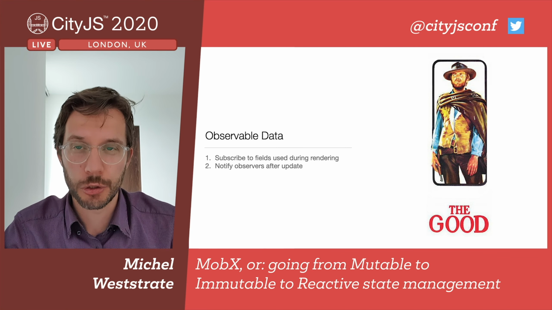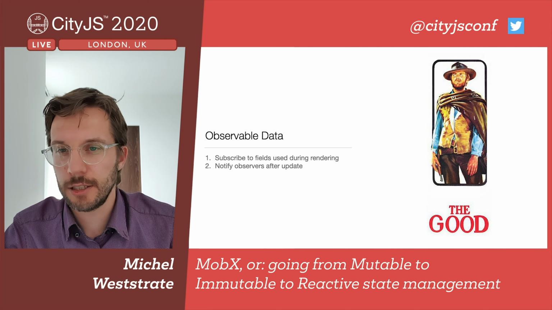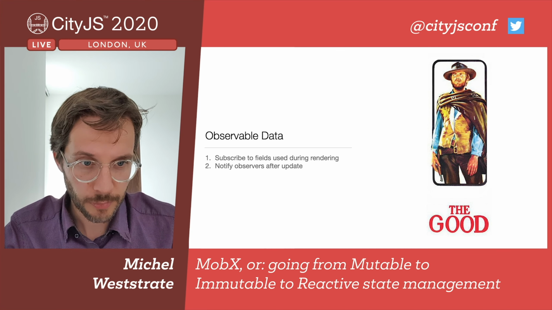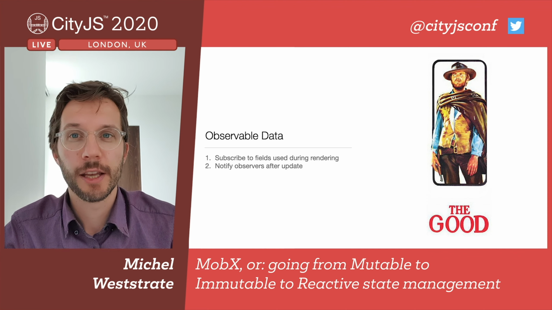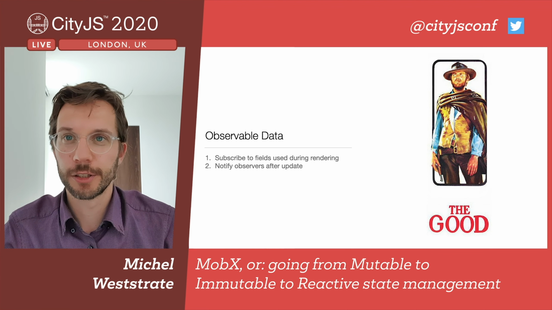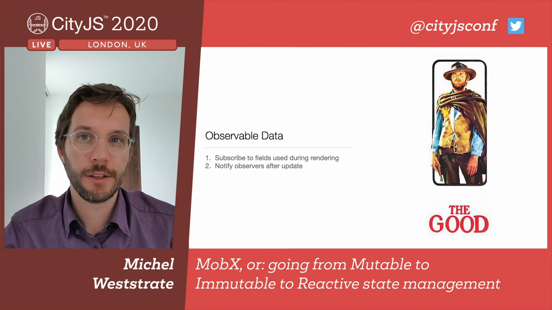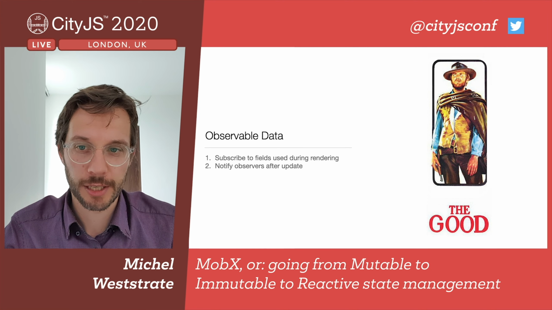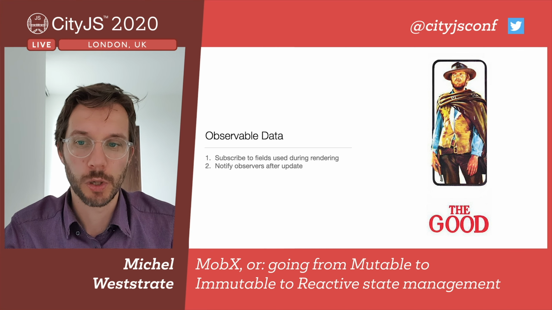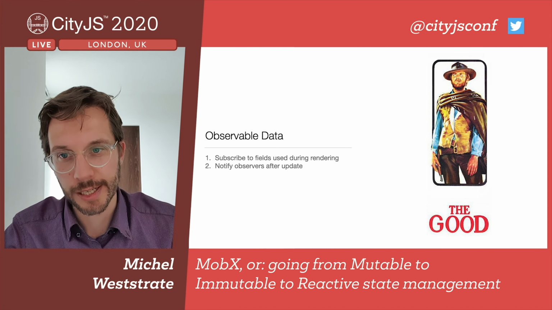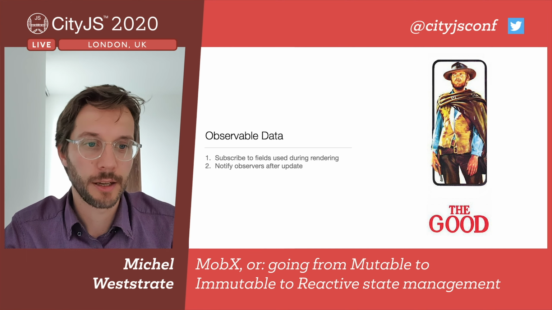So let's go to observable data. Now the idea behind observable data is actually pretty straightforward. It's basically like building spreadsheets. And so the idea is that if you render some data, if you render some field of an object, you subscribe to that field. And that means that in the future, if one of those fields is going to change, that field update will notify exactly the observers that were listening to the change. That might sound a bit complicated. It's easier to demo actually.